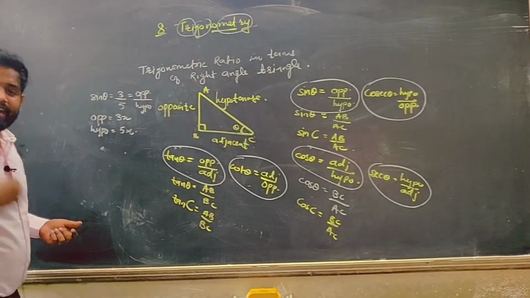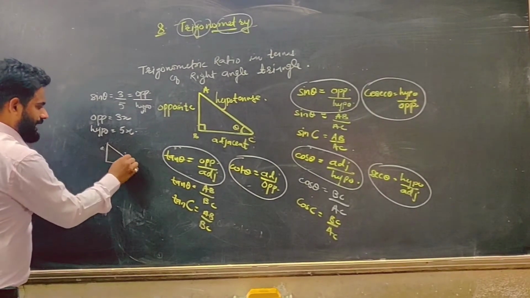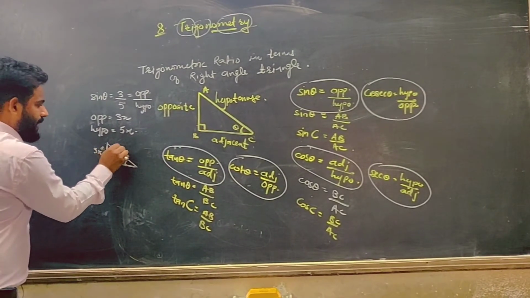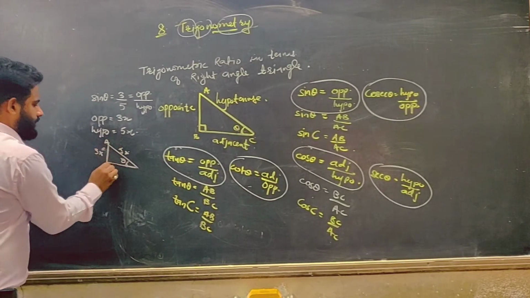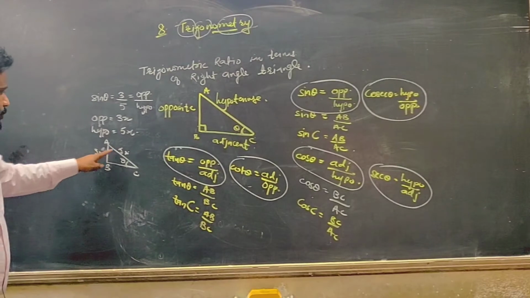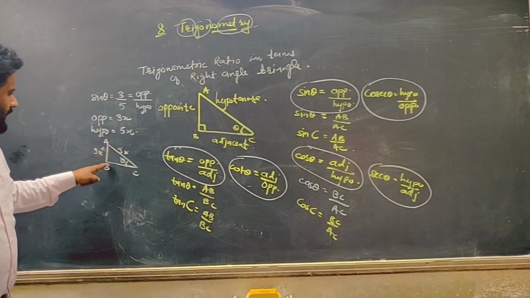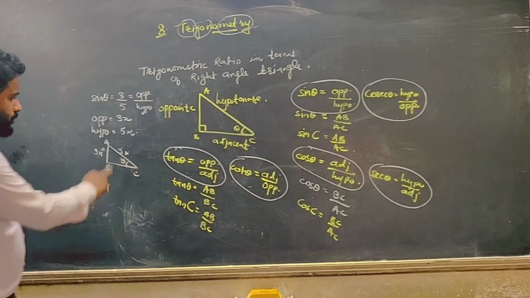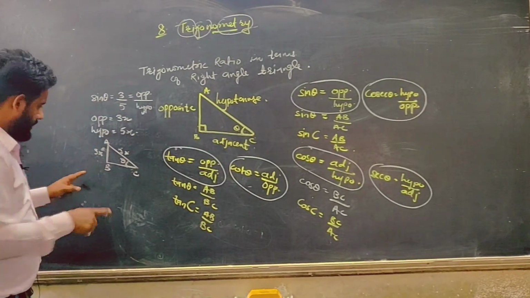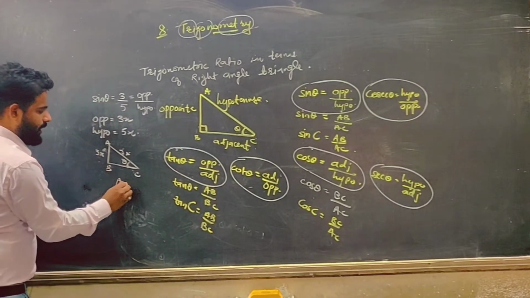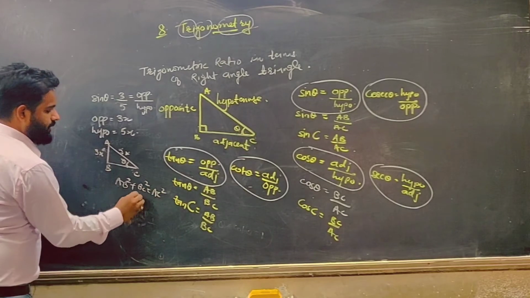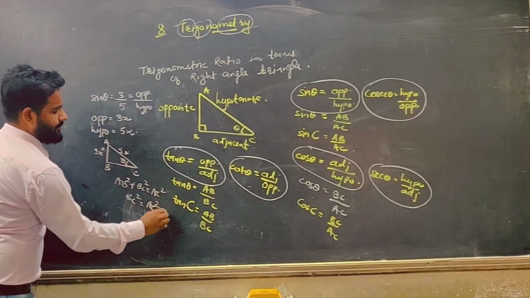So I will make a right angle triangle on my own. I take this angle as theta. This will be my opposite, that is 3x. This will be my hypotenuse, 5x. A, B, C. Now I have the Pythagoras theorem with me. If I have two sides, you can calculate the remaining one. AB square plus BC square is equal to AC square. So BC square is equal to AC square minus AB square.